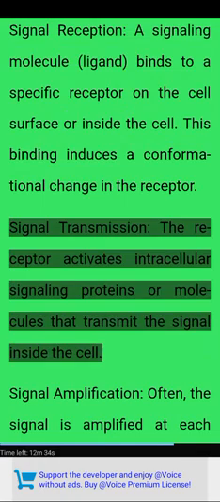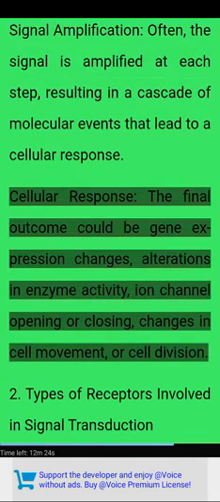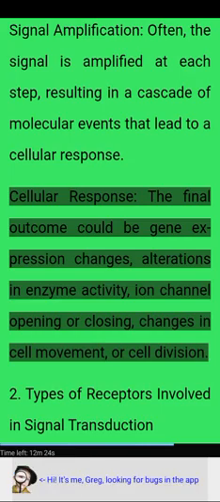Signal transmission: the receptor activates intracellular signaling proteins or molecules that transmit the signal inside the cell. Signal amplification: often, the signal is amplified at each step, resulting in a cascade of molecular events that lead to a cellular response. Cellular response: the final outcome could be gene expression changes, alterations in enzyme activity, ion channel opening or closing, changes in cell movement, or cell division.